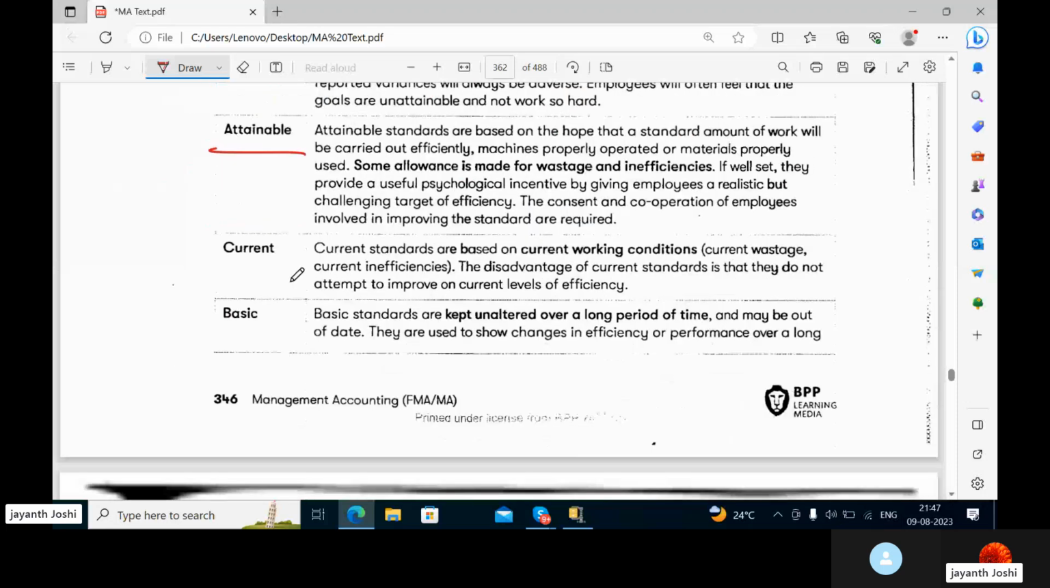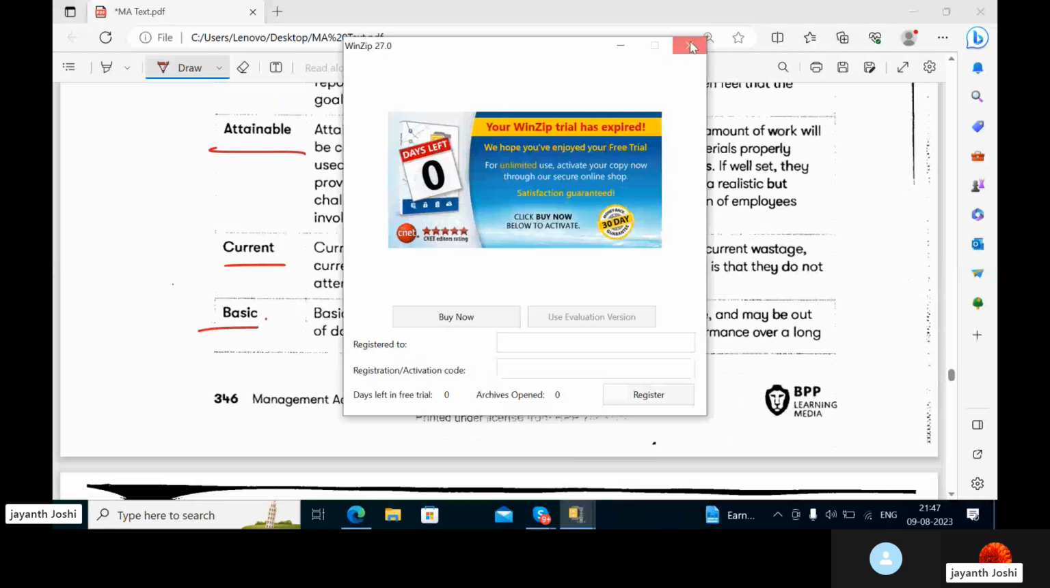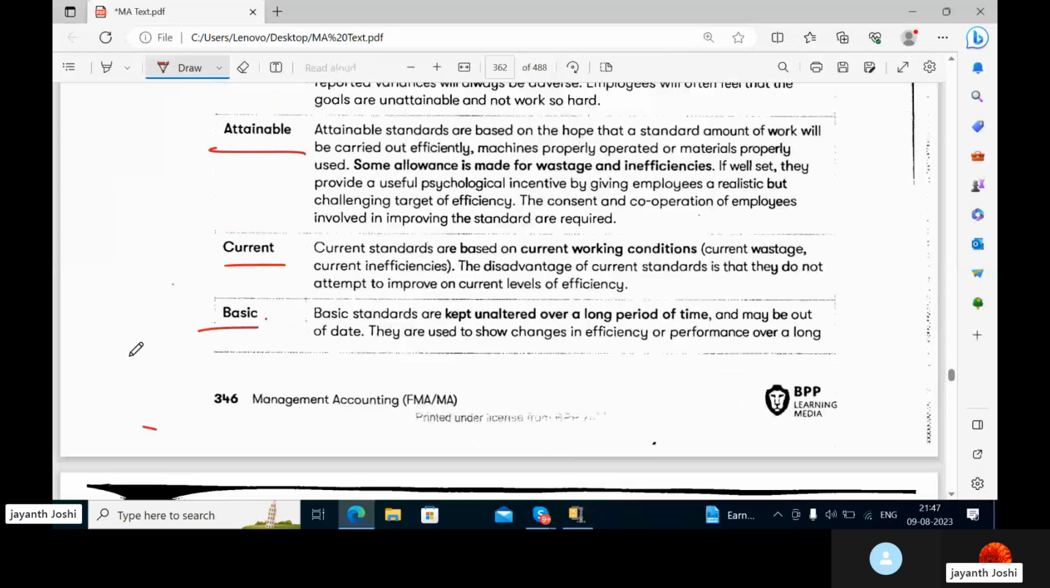Current, that means it should be as per the current working conditions. Basic standards are kept unaltered. See, some things are always kept fixed. That means, since 10 years you are making 1,000 units, so you keep this as basic.